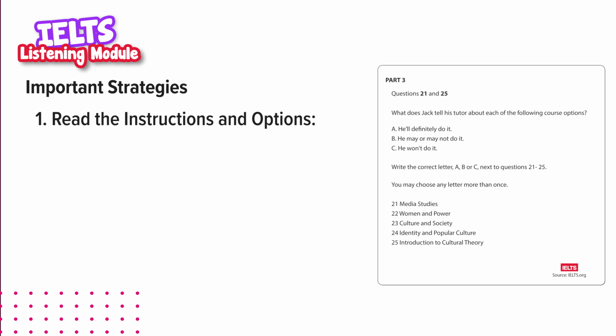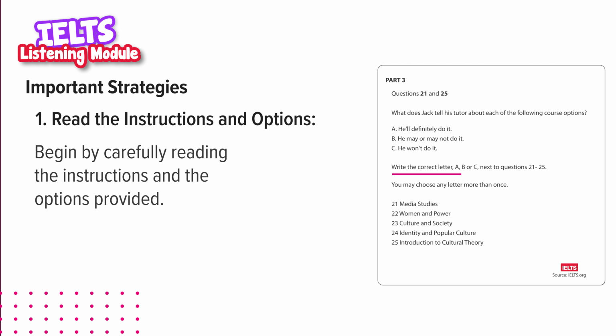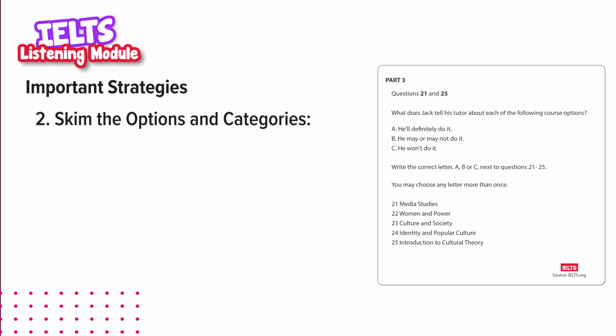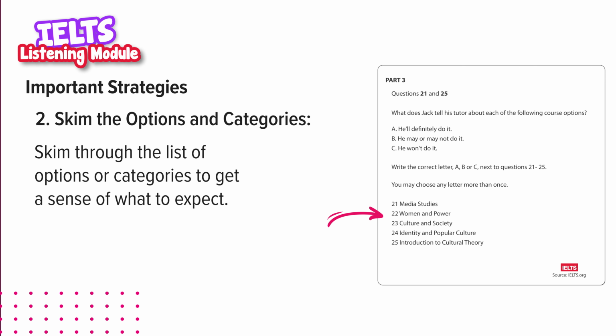Read the instructions and options. Begin by carefully reading the instructions and the options provided. Understand the nature of the matching task and the type of information you need to listen for. Skim the options and categories. Skim through the list of options or categories to get a sense of what to expect. This will help you anticipate the type of information you need to listen for during the audio.